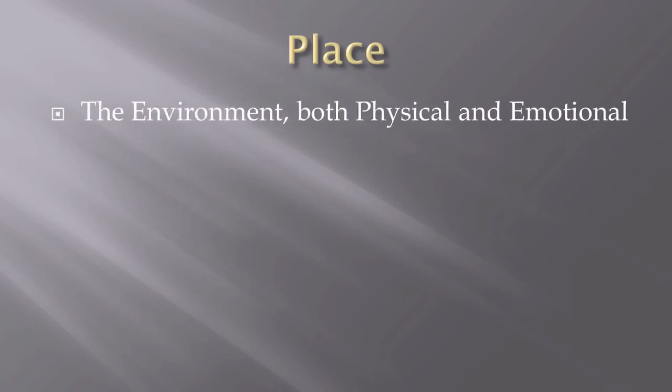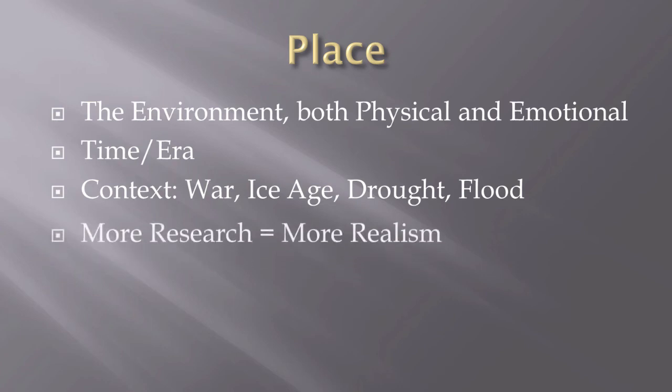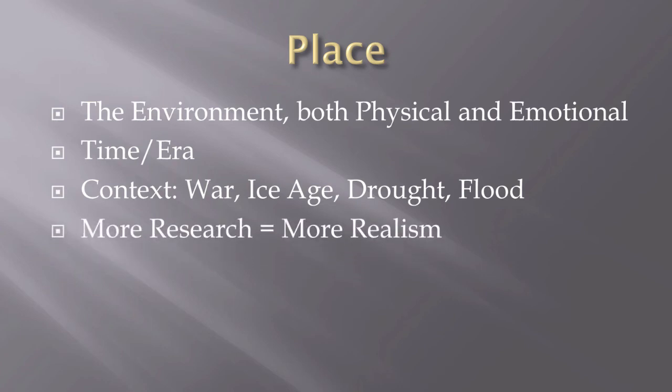Now, what's the third element? That would be place. This is the environment, both physical and emotional, in which the story takes place. It's the time and the era the story is set in. It sets whether there's a drought or a flood. And here's another important key thing when it comes to place. The more research you do, the more realism you're going to be able to put into your story, the more you're going to draw the people into your place.